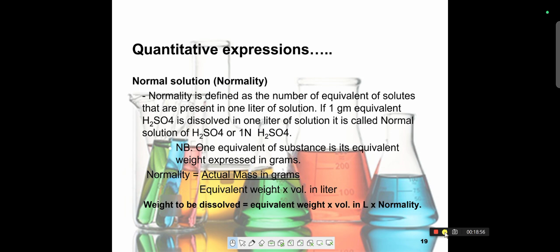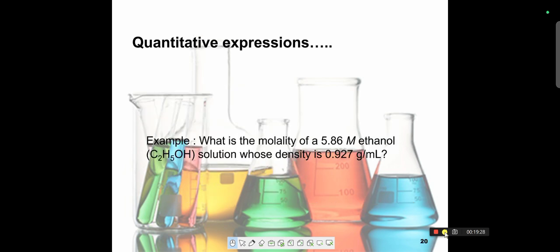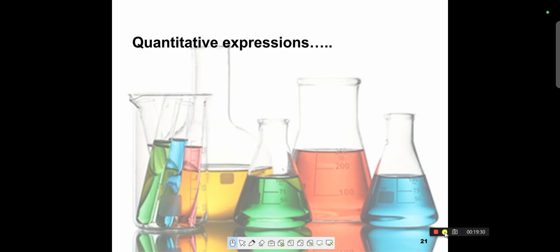Next, talking about the normality. Normality is defined as the number of gram equivalents of solute present in 1 liter of the solution. So if 1 gram equivalent of sulfuric acid is dissolved in 1 liter of solution, then it is referred to as the normal solution of sulfuric acid, or 1 normal H2SO4. 1 equivalent of a substance is its equivalent weight expressed in grams. So the normality is expressed in equivalents per liter, right?